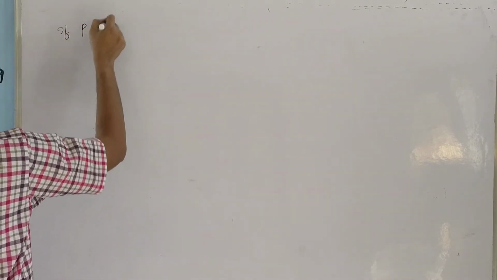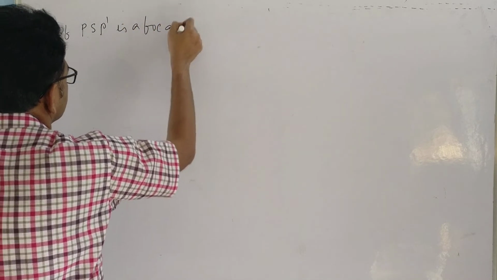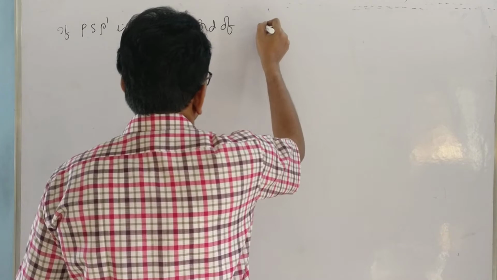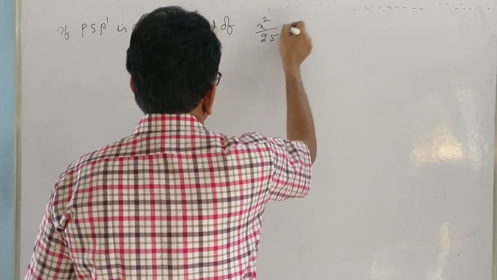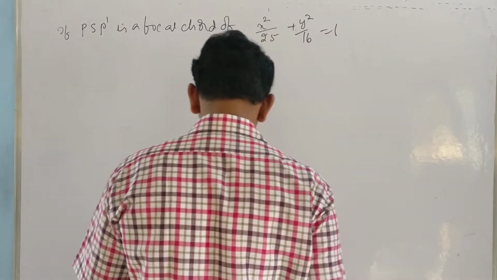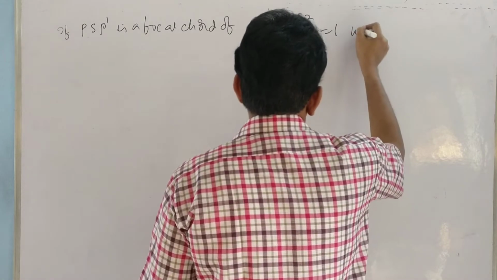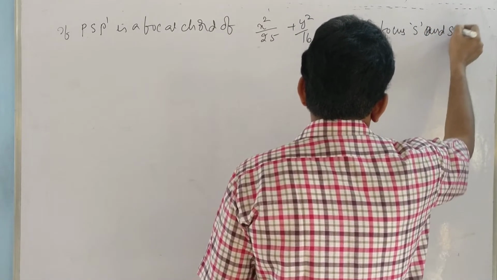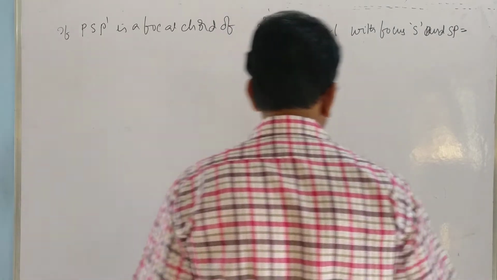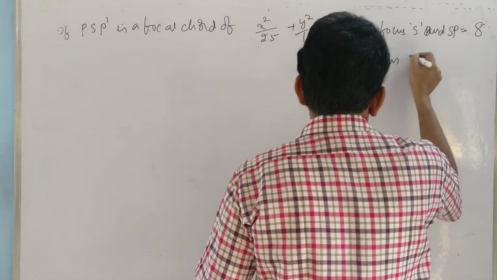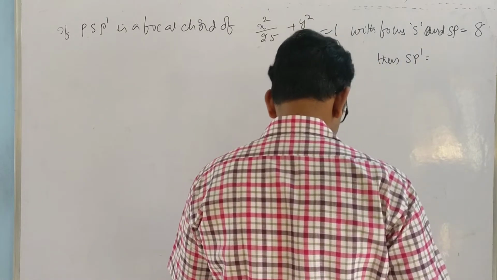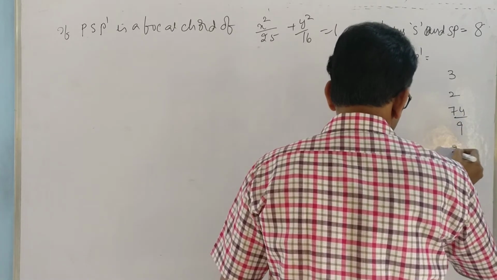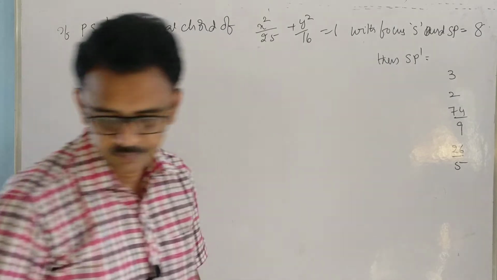If PSP dash is a focal chord of the ellipse x square by 25 plus y square by 16 is equal to 1, where S is the focus, and SP is equal to 8, then SP dash is equal to? The options are 32/9, 74/9, 26/5.